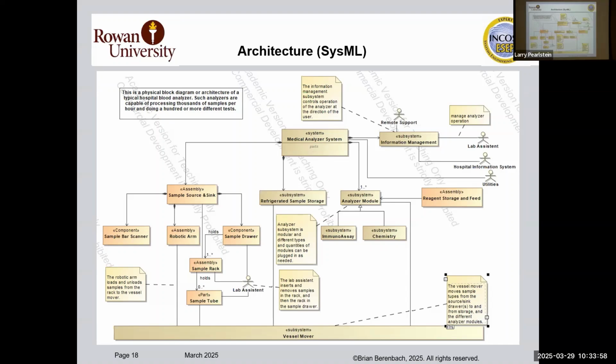We have the analyzer module. We have immunoassay, chemistry, and they've added biochemistry, I believe. And then they have to have a reagent storage area and feed. Now, decapping, I think I mentioned decapping is in there, and you'll see it. They also initially did not have biochemistry.